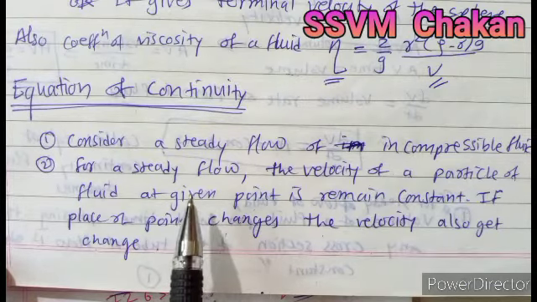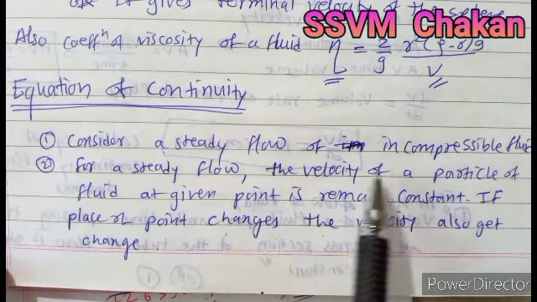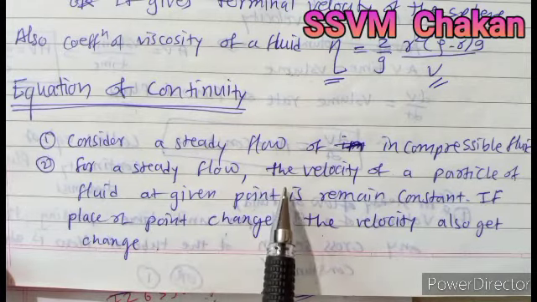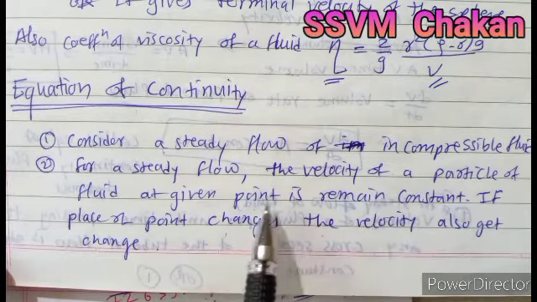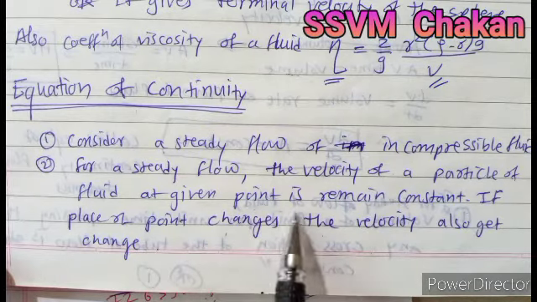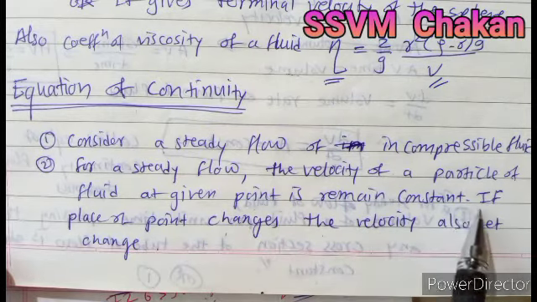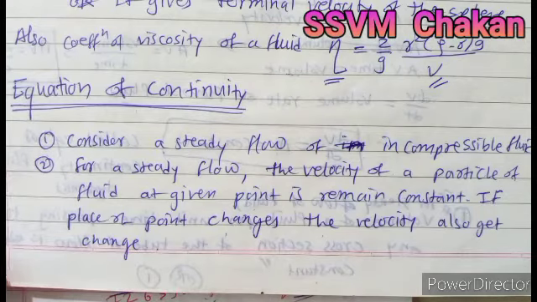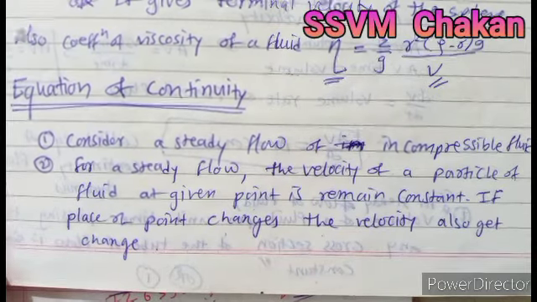Equation of continuity. Consider steady flow of an incompressible fluid. For steady flow, the velocity of a particle of the fluid at a given point remains constant. If the position of the point changes, the velocity also changes. This statement is important.